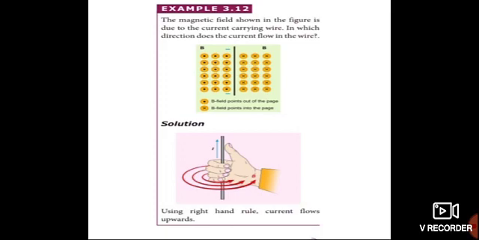So we take the right hand thumb rule. According to the right hand thumb rule, we hold the wire in our hand; if the fingers represent the direction of the magnetic lines, then the thumb represents the direction of the current. So using the right hand rule, the current flows upwards in the conductor. Thank you.